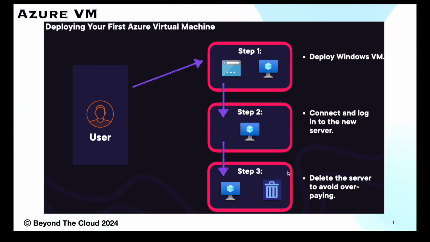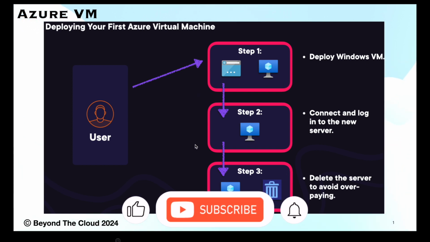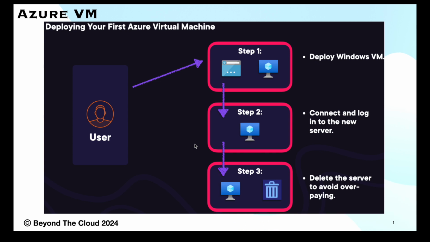And at the last step, we are going to delete the server that we have created, because any kind of unused server will cost you money. In cloud, nothing is free. So if you want to avoid paying for the unused server, maybe you forget after one day or 2 days, it's always better to delete the unused resources so that you don't pay for those. So these three steps are covered in this video, and we are going to see how we can deploy a Windows VM into the Azure cloud, and also how we can log into that, and how we can delete the VM if we are not using it.